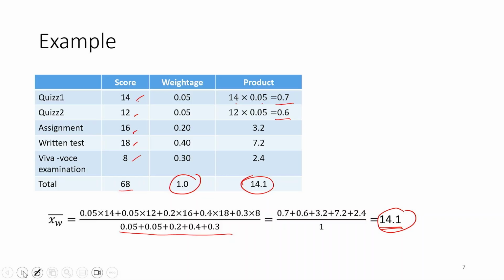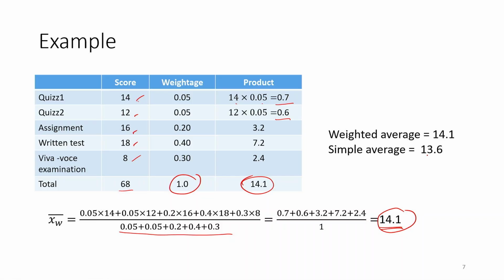So simple average was 13.6, the weighted average is 14.1 for this particular example.